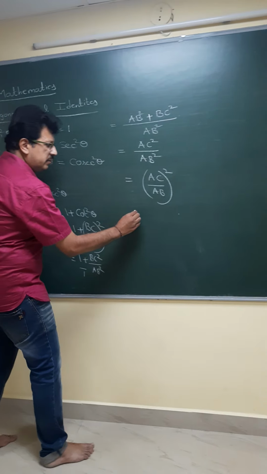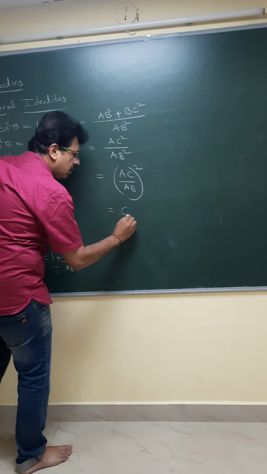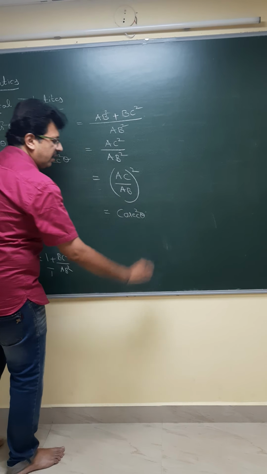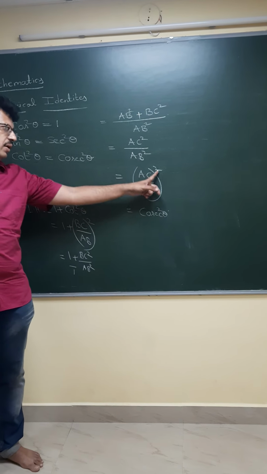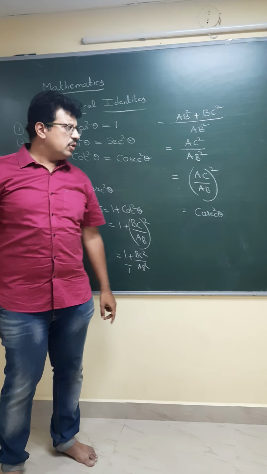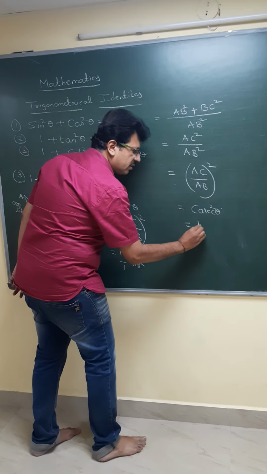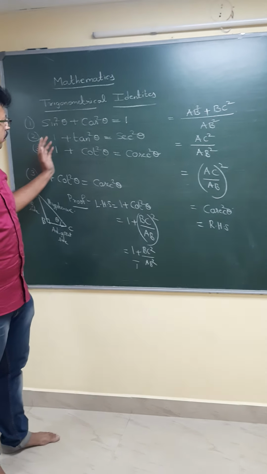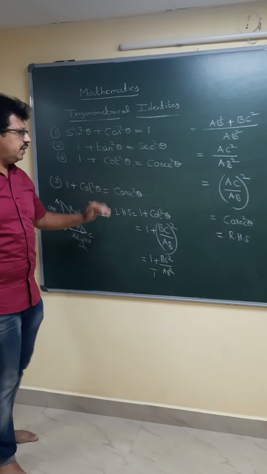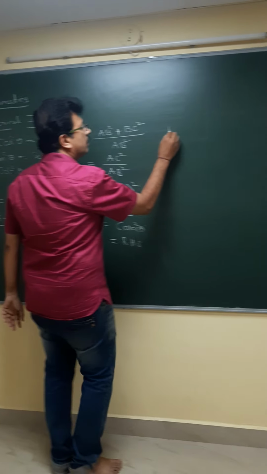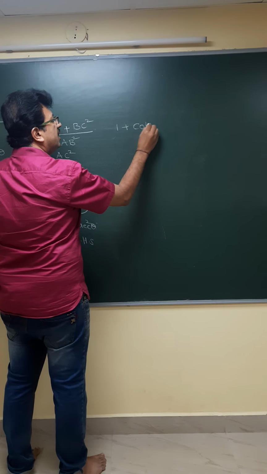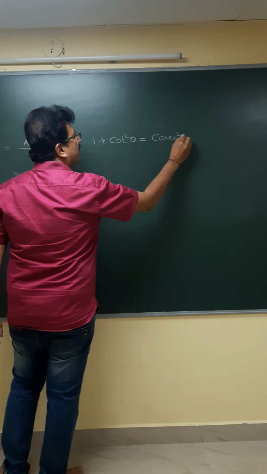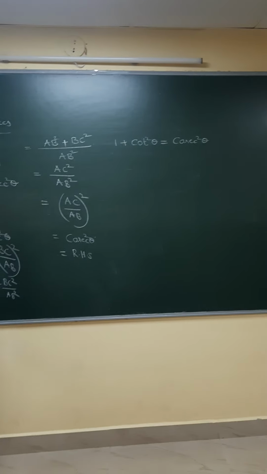So what will we write here? It is cosec theta. That is cosec square theta, because the square is there now. So we'll write cosec square theta. That is nothing but the RHS, right hand side. So we have proved 1 plus cot square theta equal to cosec square theta. This is what we have proved now.